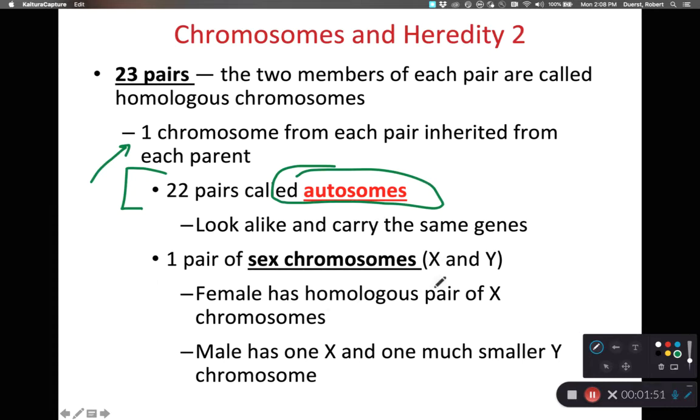As we look at the sex chromosomes, we have one pair. Females are going to be XX. They'll have the same pair, so they'll be homologous; two of the same sex chromosome. Males tend to be heterozygous in that they will have an X and a Y sex chromosome. This is a good rule of thumb: XX for females, XY for males.